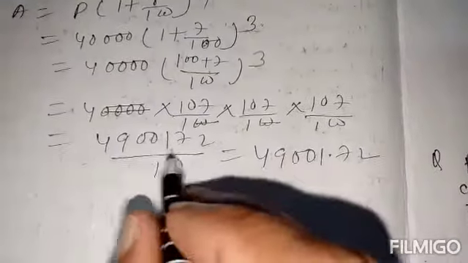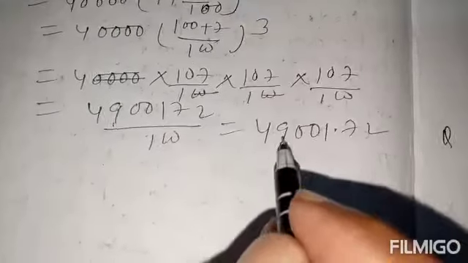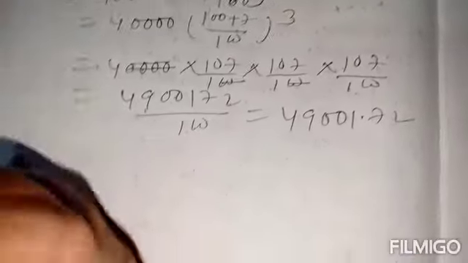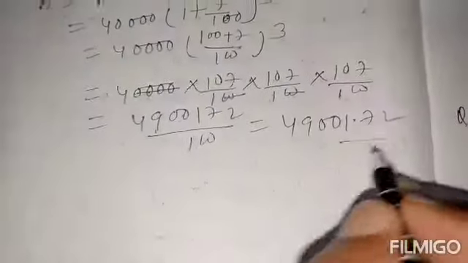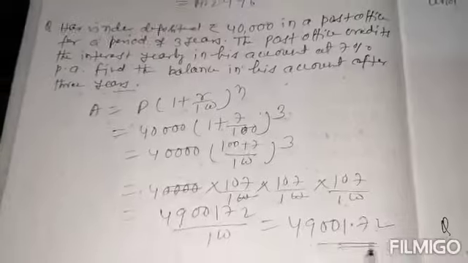So which is equal to 49,001.72 by 100, that is 49,001 rupees 72 paise, and then the balance sheet amount here is 49,001.72.